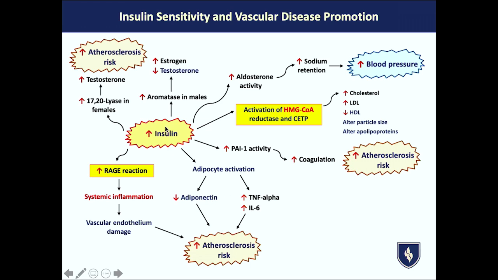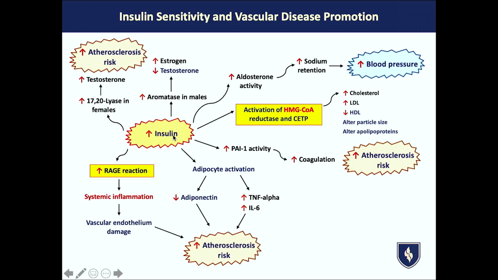Now, insulin has different effects on males and females. And in males, insulin will upregulate the enzyme called aromatase, and aromatase will convert testosterone to estrogen. And when men have their testosterone levels go up and estrogen goes up, that increases cardiovascular risk and atherosclerosis.